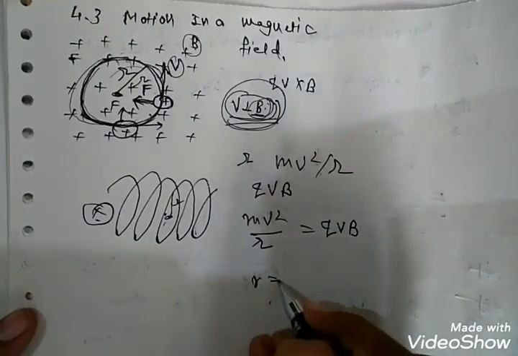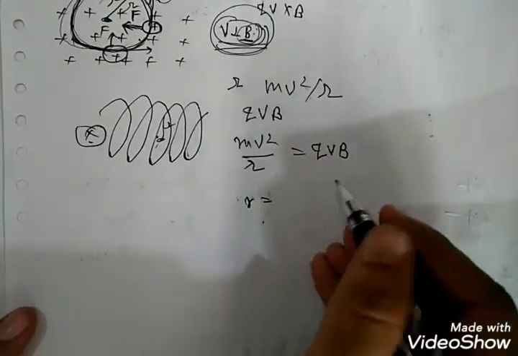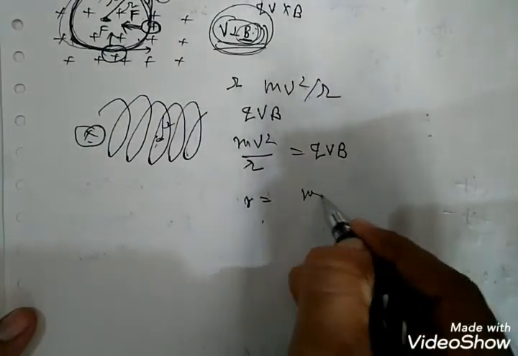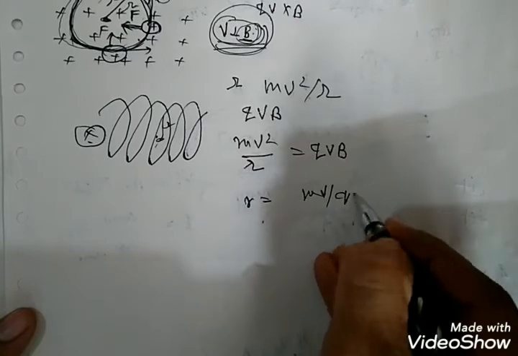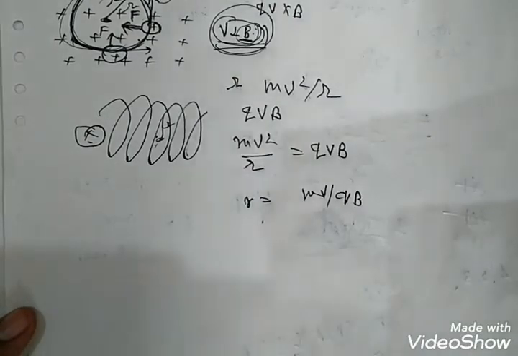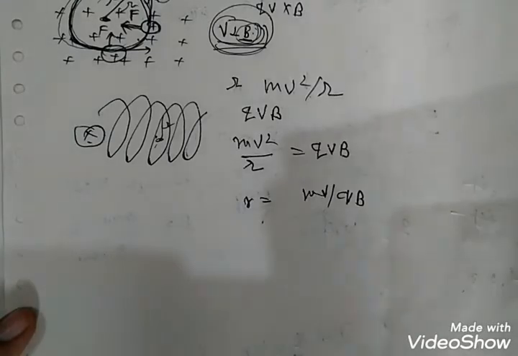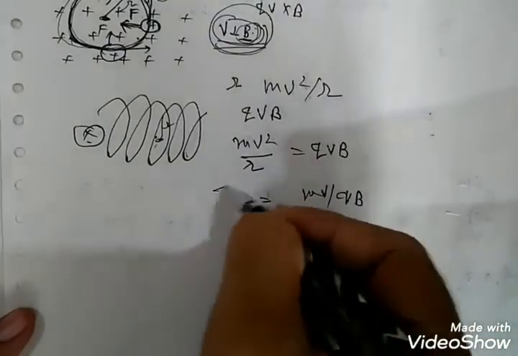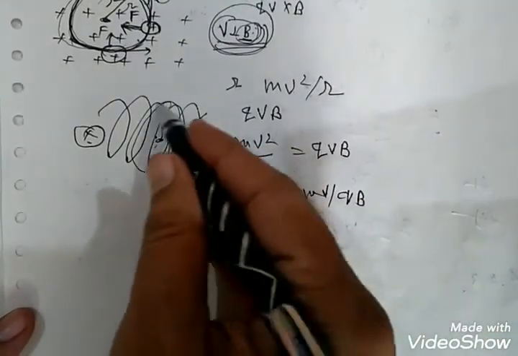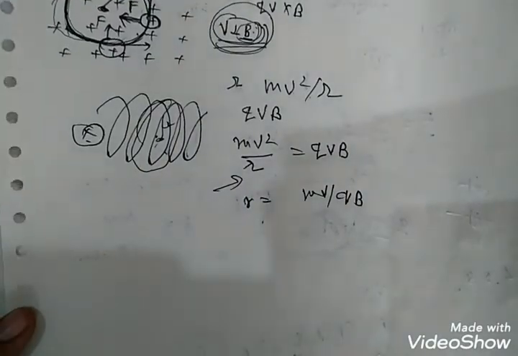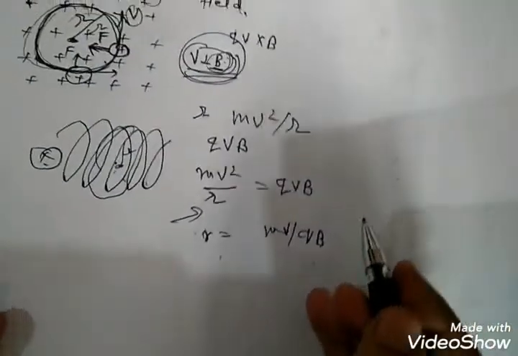So r is equal to m v upon Q B, the radius of the circle described by the charged particle. Here, the larger the momentum, the larger is the radius. Suppose we increase momentum, then the radius also increases, and the circle described is bigger.